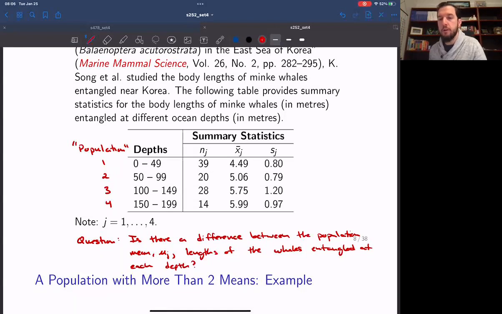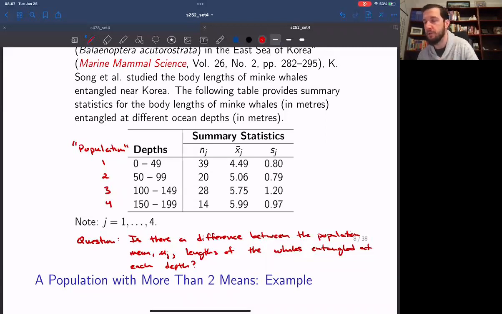So is there a difference between the population means? I've written mu j, one mean for each population, 1 to 4, lengths of the whales entangled at each depth. So up until this point, our only way of handling this type of situation would be to do comparisons of each pair of means. So we could use a 2-sample t-test and compare mean 1 to mean 2. We could compare mean 1 to mean 3. We could compare mean 1 to mean 4, mean 2 to mean 3, mean 2 to mean 4, mean 3 to mean 4.